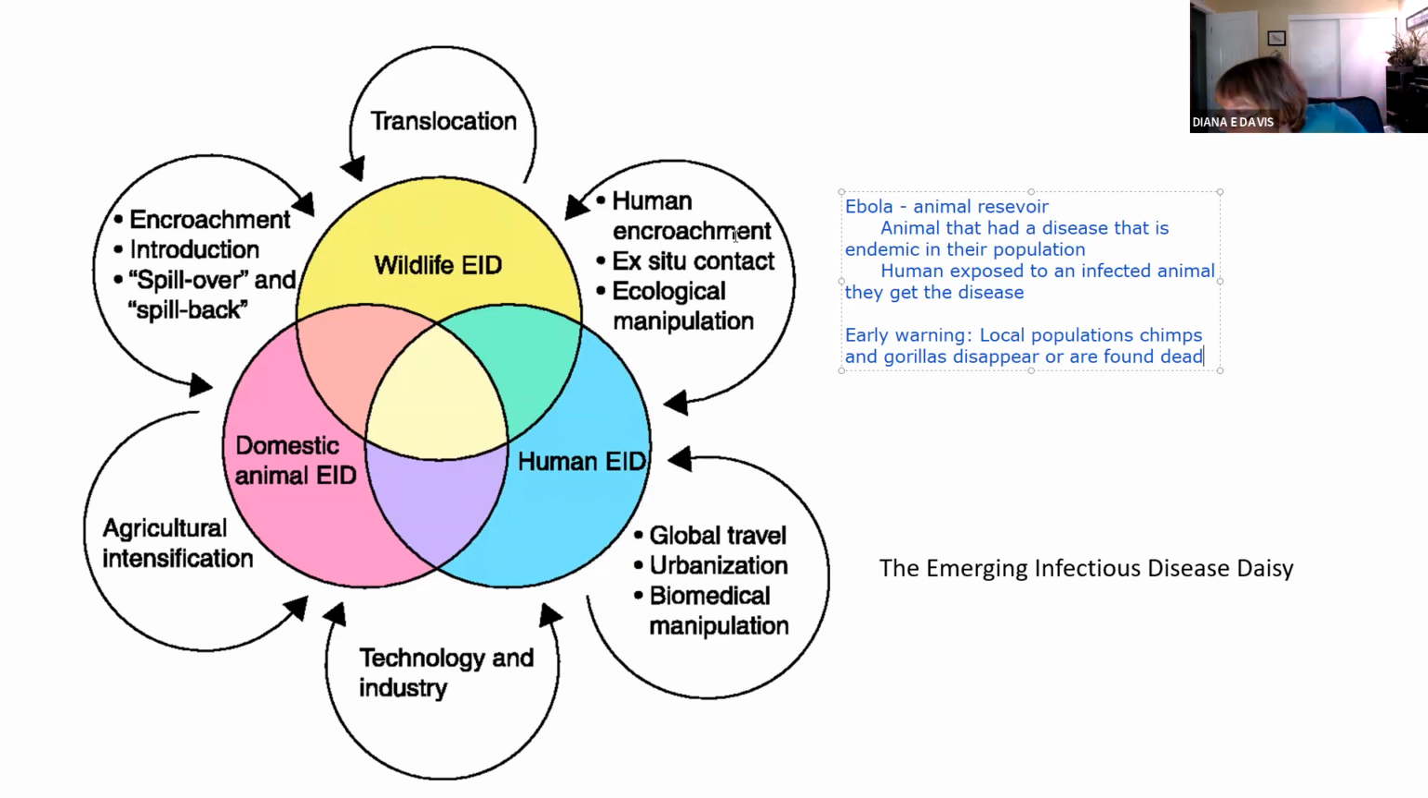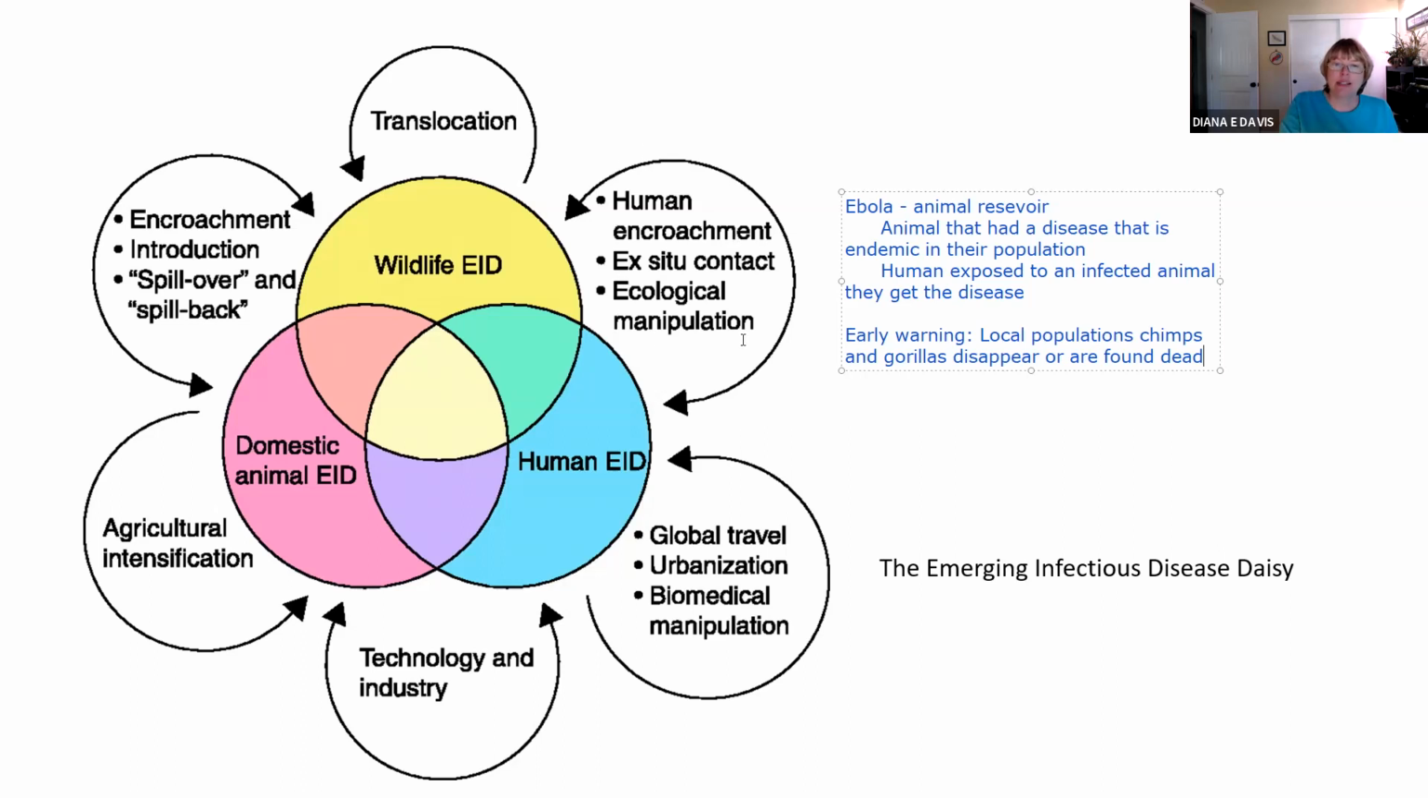And then between humans and wildlife, human encroachment can be an issue. This means that people are moving into areas where wildlife is found. They're more likely to be exposed to that wildlife, and either spread diseases from us to the wildlife or from the wildlife to us.